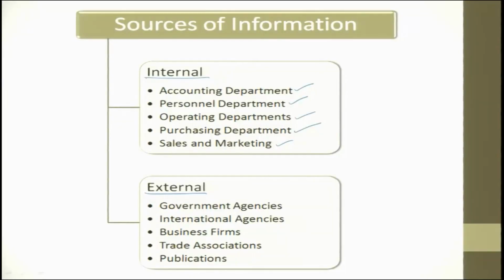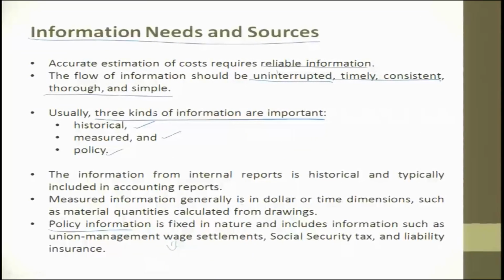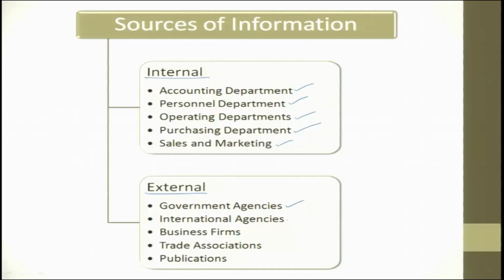Earlier it was said that buying inland is more economical. Today technology has developed so much that costs have come down drastically. Today we try to compete with the international market, and international products are comparable with inland ones. Those things, and sales and marketing, all talk about the internal information which is to be added to the product costing. When we talk about external information, it is government agencies, international agencies, business firms, trade associations and publications. They are all external sources of information which are to be taken up when we decide the costing.